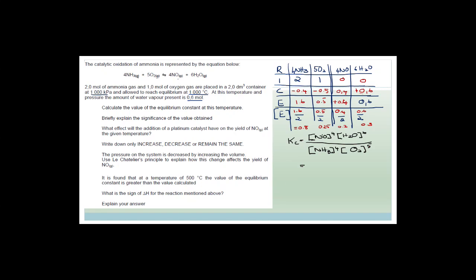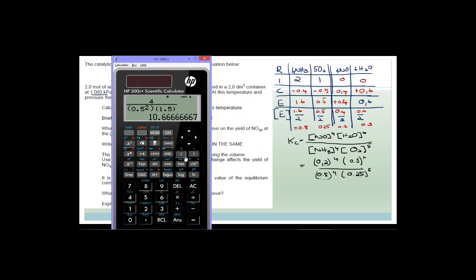Okay, so NO is 0.2, so 0.2 to the power of 4. Water vapor is 0.3 to the power of 6. Ammonia is 0.8 to the power of 4. And oxygen is 0.25 all to the power of 5. And now we need our calculator. So let's get our calculator out.